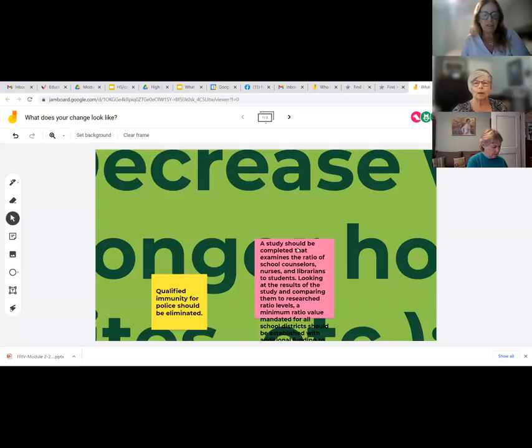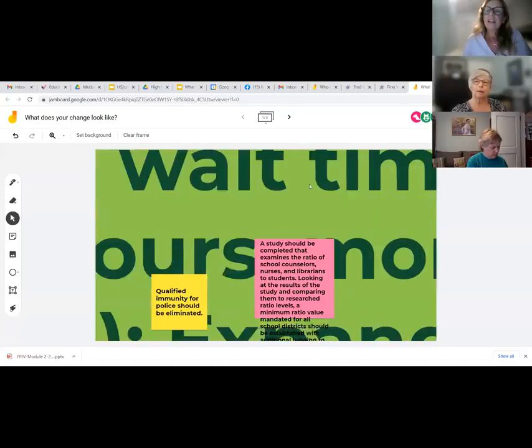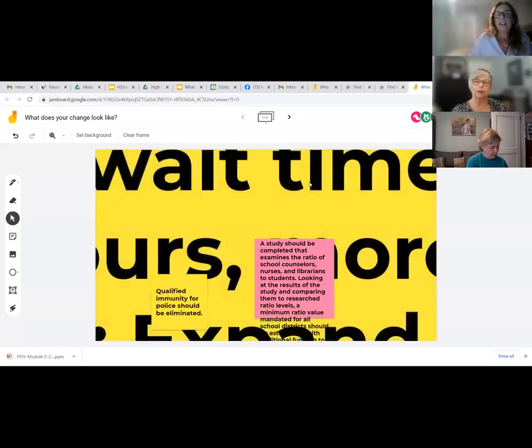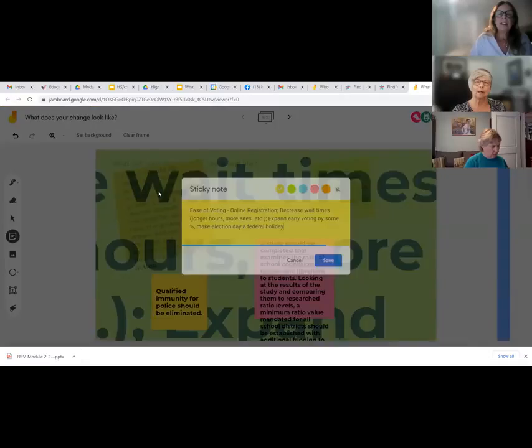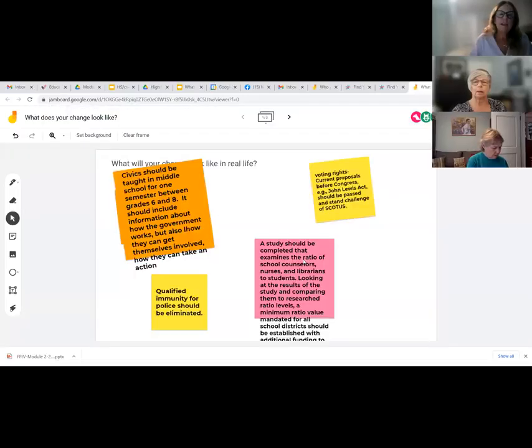You know what? I'm going to try something. Can you find the corner of it? On mine, it's no longer there, which is weird. Oh, there we go. Okay.